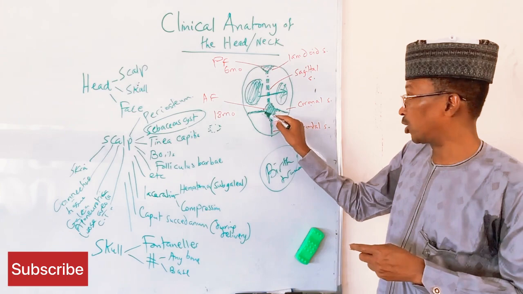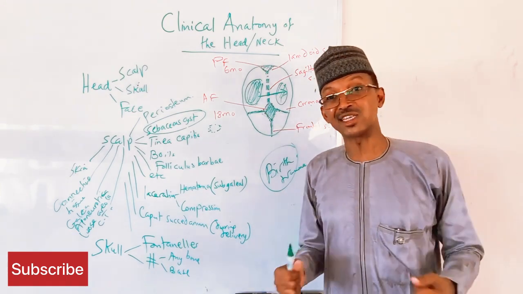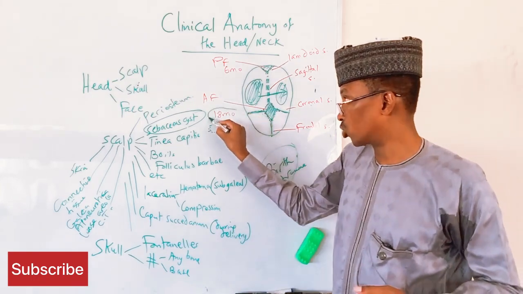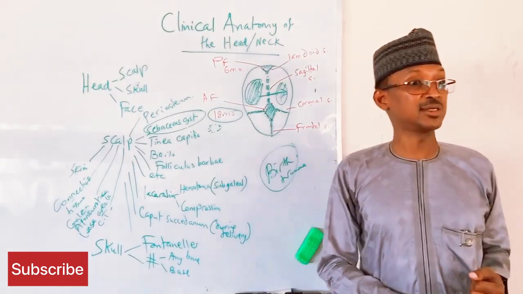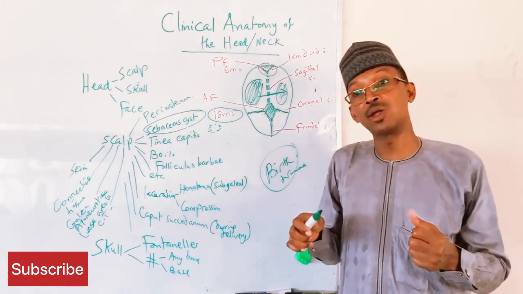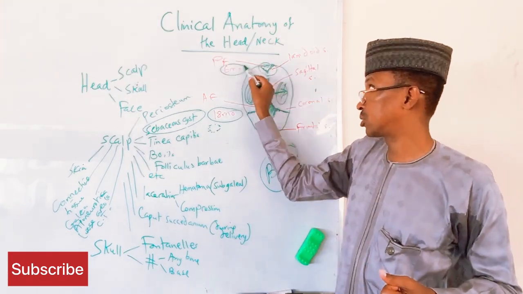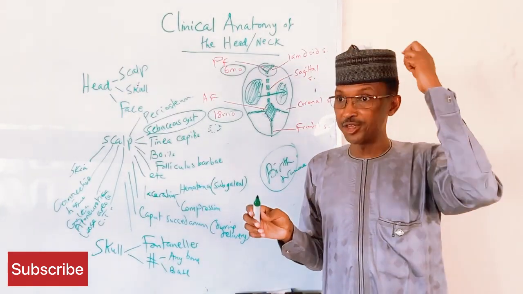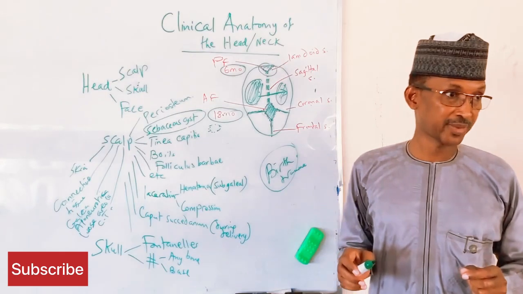This anterior fontanelle, because it's very wide, takes a longer time to close because it is a wide gap. So it takes about 18 months, 1.5 years in children to close. While this posterior fontanelle, because it is small, takes only about 6 months to close. So that by the time the baby is 1.5 years, all these fontanelles are closed.